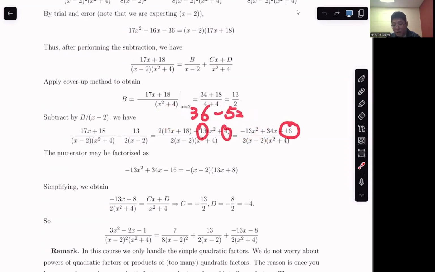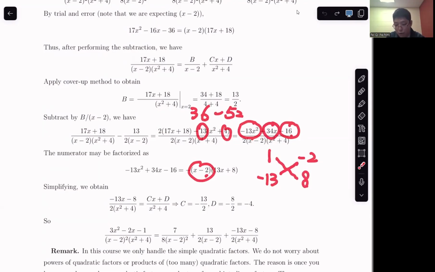Again, originally we could do the trial and error, knowing that we are expecting the x minus 2 factor. So you know that x minus 2 must appear. And minus 13 divided by 1, that would be minus 13. And minus 16 divided by minus 2, I get positive 8. So if you do the crisscross sum, 8 plus 26, that way I'm getting 34. So everything works.